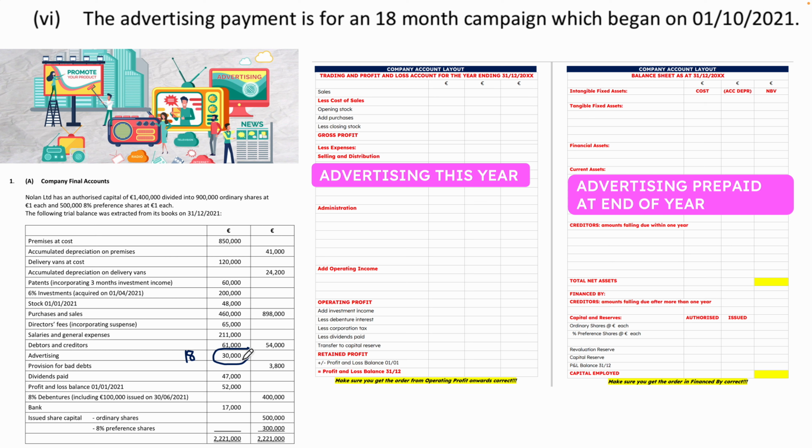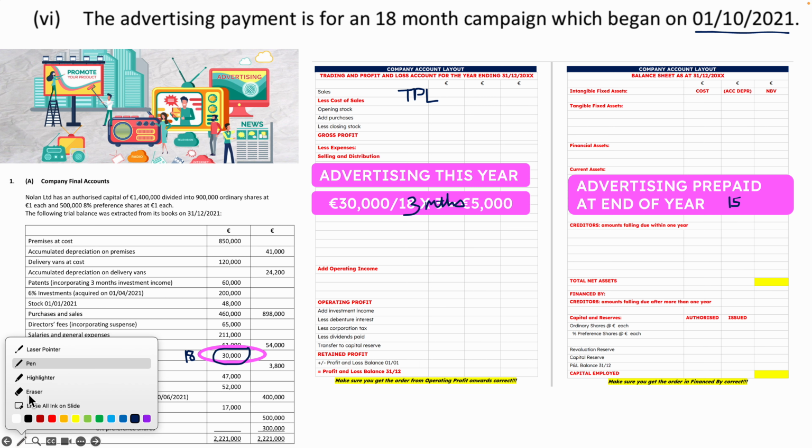But let's just recap what our accounts here are for. Our TPL, our trading profit and loss, records the advertising for this current year. We're doing this for the year 2021, and this is the 1st of the 10th, 2021. So that's the 10th, the 11th, and the 12th. So we've got 3 months for this year, and then we will have 15 months prepaid at the end of the year.